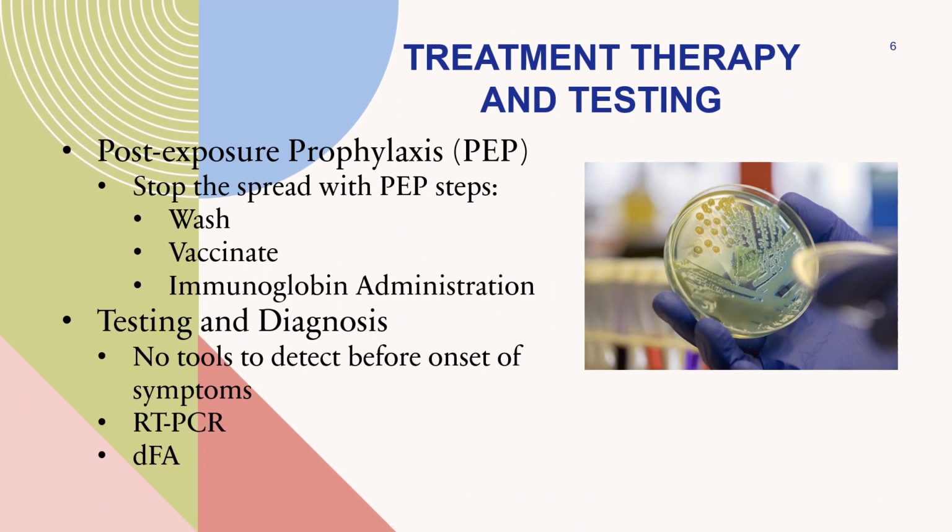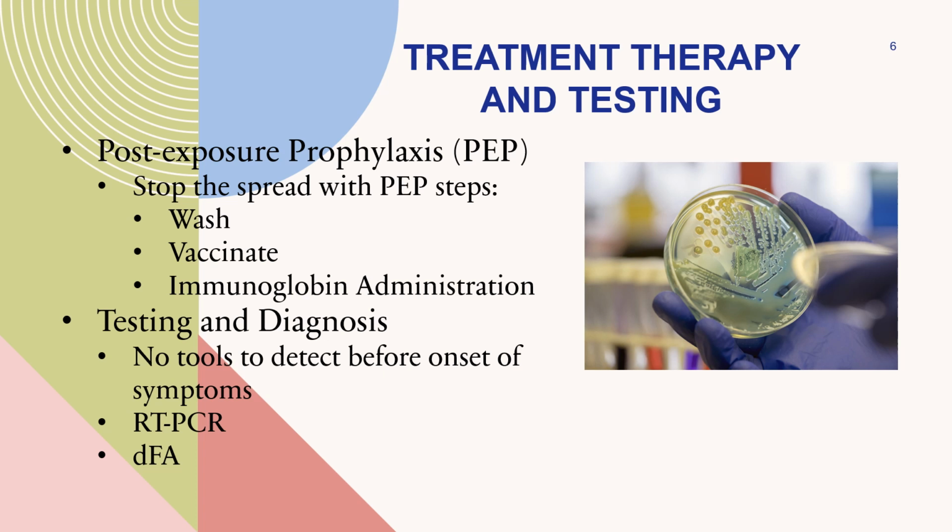Therapy, treatment, and testing, if applicable. The therapy or treatment is only going to be helpful if administered before the onset of symptoms. This is called post-exposure prophylaxis, abbreviated PEP. This again needs to be administered immediately after exposure, and the main goal is stopping the disease from spreading to the central nervous system and brain.